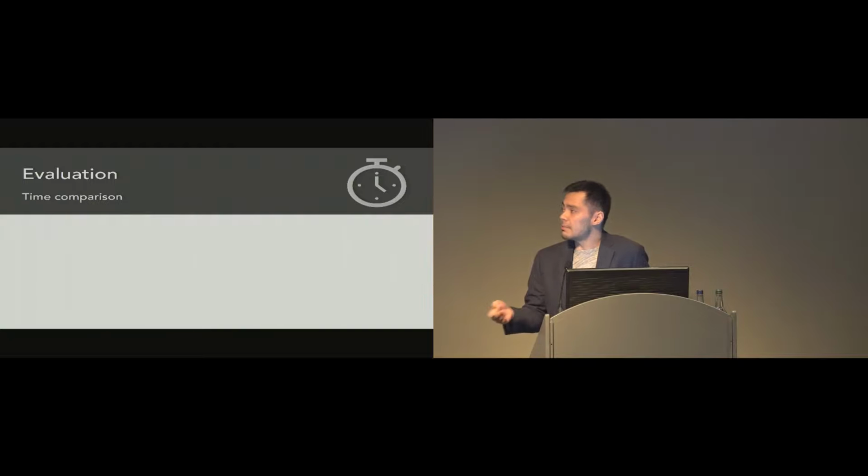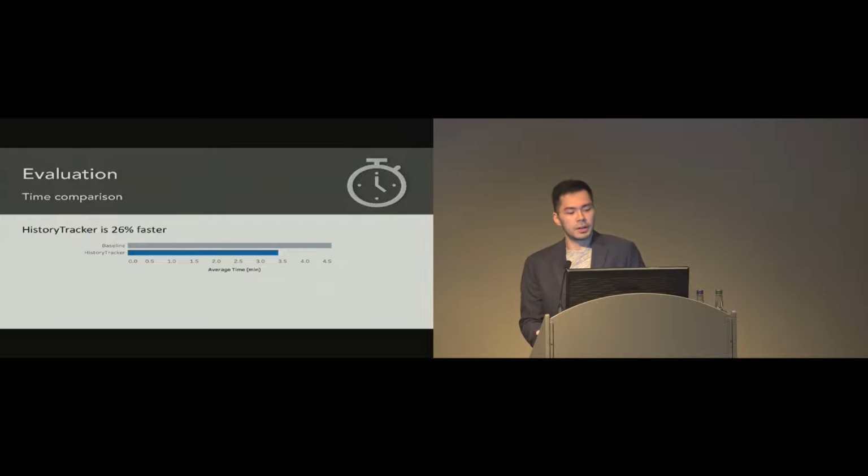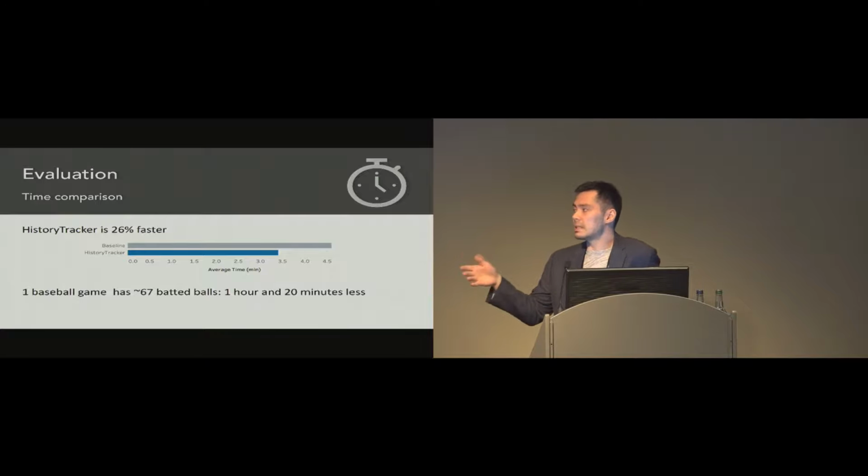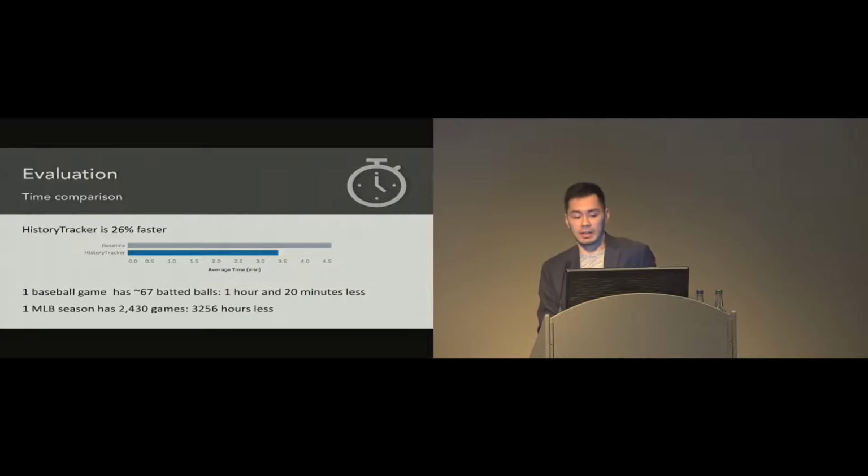Finally, we also have a time comparison of HistoryTracker with the baseline. And HistoryTracker is 26% faster. We already expected this, but this is great news because 26% is not a lot if you think about it. But if you think of it at scale, then it makes a lot of difference. So one baseball game has approximately 67 batted balls. So if a person needs to annotate all those games, this person is going to save more than 1 hour. And that's a lot of effort that this person is saving.